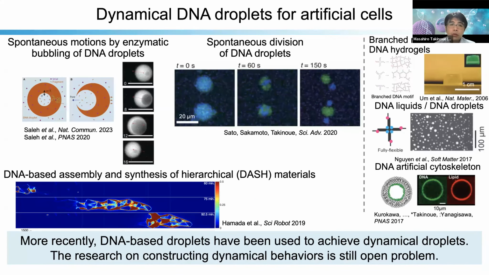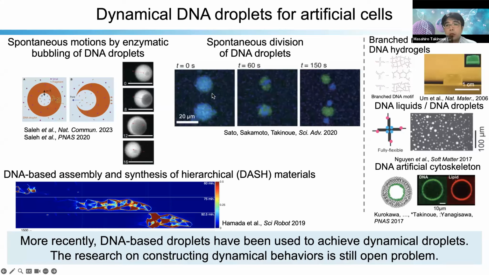So more recently, DNA-based droplets have been used to achieve dynamical droplets. This kind of DNA-based droplet is useful in terms of programmability and flexibility to develop dynamical artificial cells. So for example, this is the enzymatic degradation and bubbling of DNA droplets with a spontaneous motion like this.